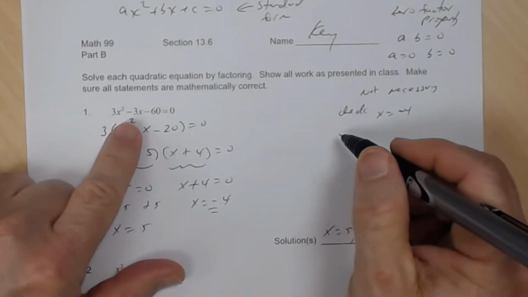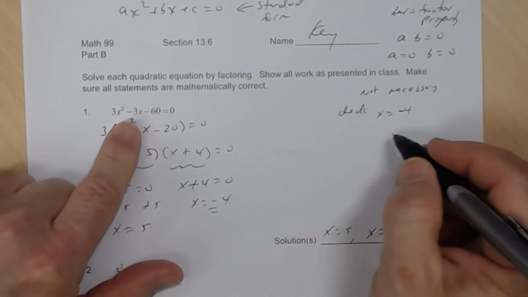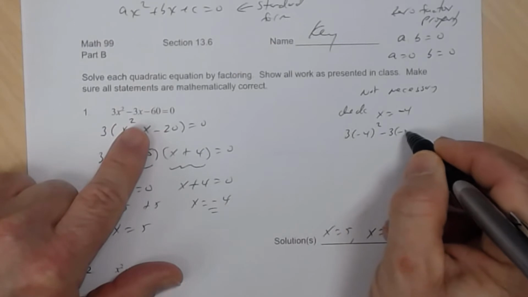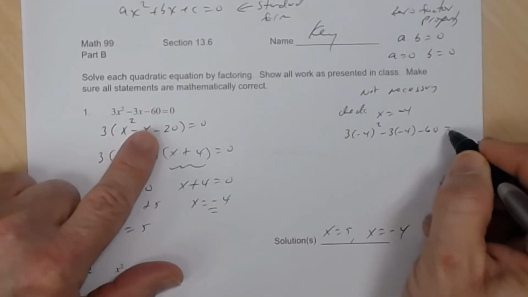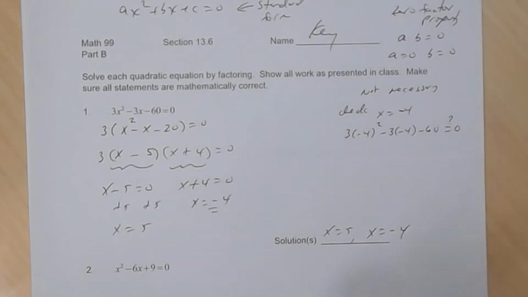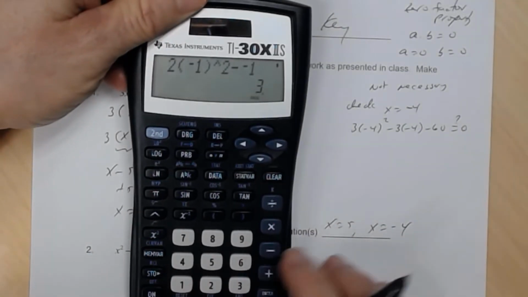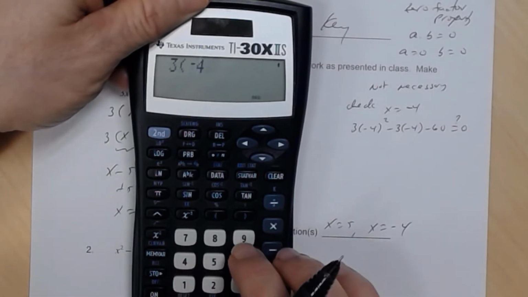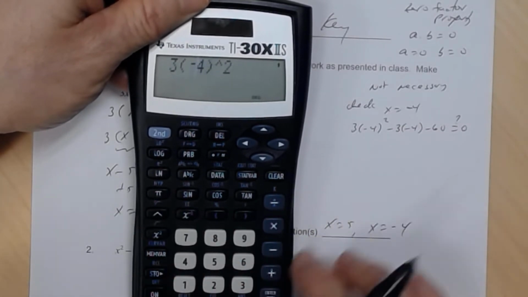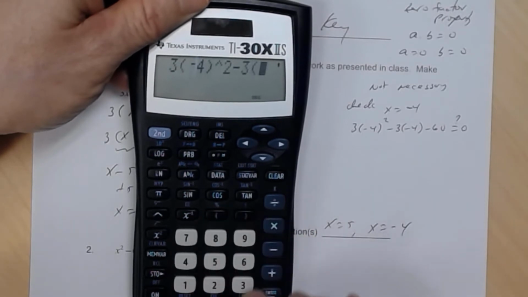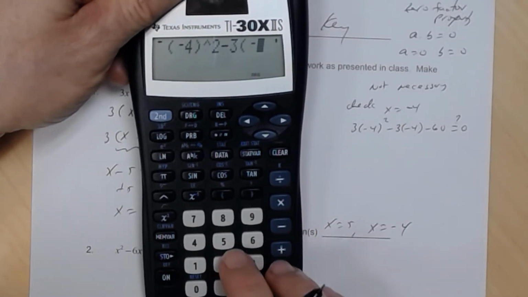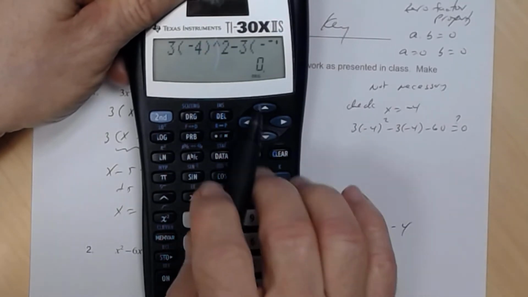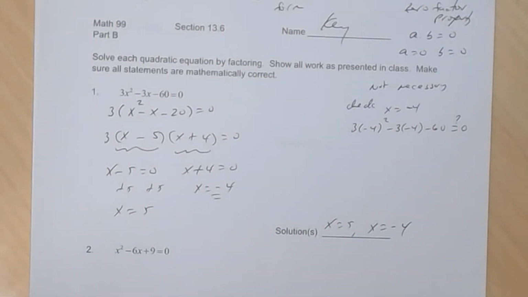Okay, so we go back to the original. Where we see the variable, you substitute negative 4. So you're going to say 3 times negative 4 in parentheses squared minus 3 times negative 4 in parentheses minus 60. And you want to see that's going to equal 0. Use your calculator. So 3 times, in parentheses, negative 4. I'm squaring that. Minus, subtract 3 times negative 4. Make sure it's negative now. Negative 4. And then minus 60. And then press equal. Notice you get 0. That's what you wanted.